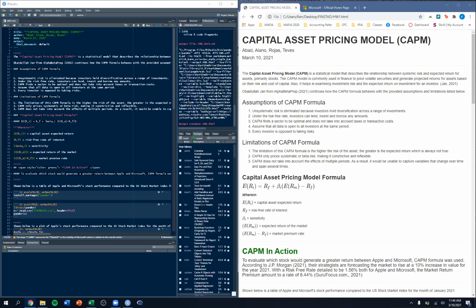Good afternoon, sir. Now let's proceed to the limitations of the CAPM formula. To summarize the CAPM limitations, it only means that most of the assumptions are unrealistic, and the beta coefficient is unstable, varying from period to period depending upon the method of compilation. They may not be reflective of the true risk involved. For the CAPM formula, CAPM is equal to the risk-free rate of interest plus the sensitivity times the expected return of the market minus the market premium rate.